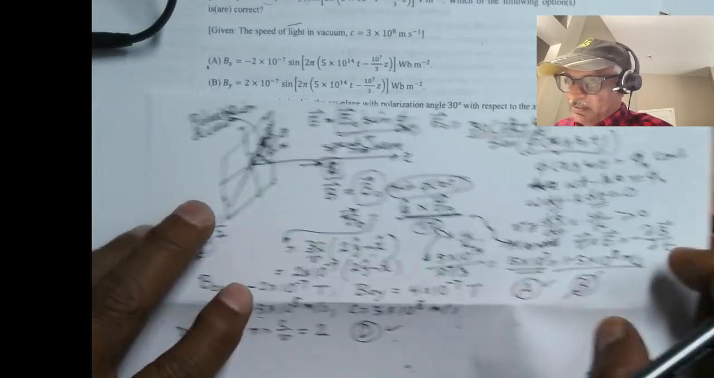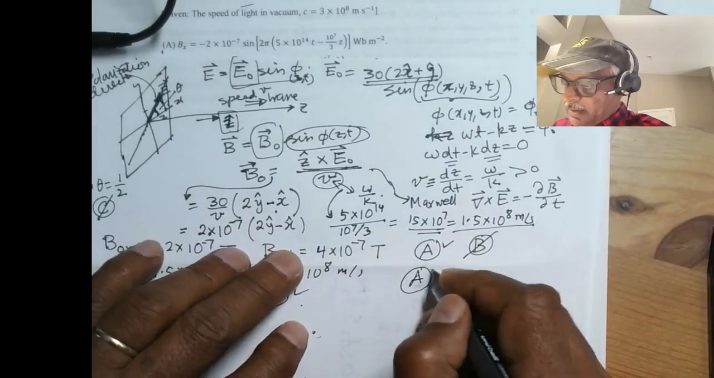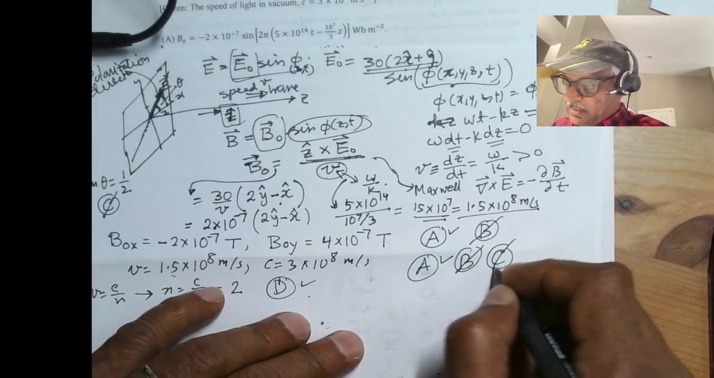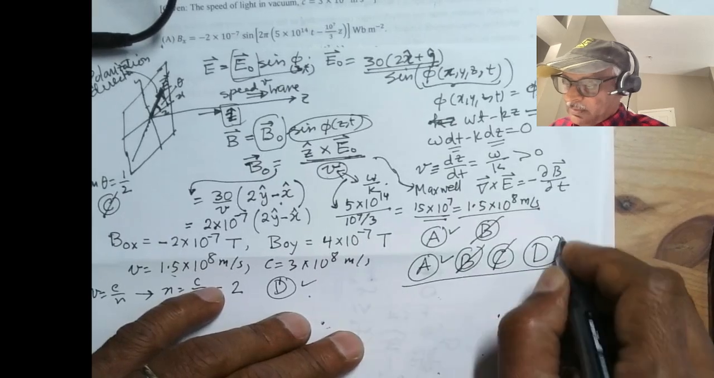So what do we get? We got A correct, B not correct, C not correct, D correct.